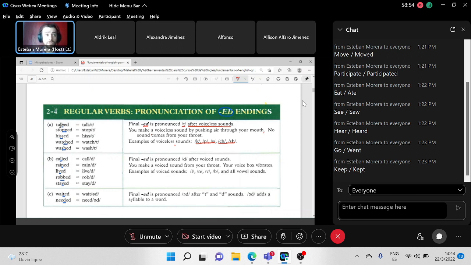Talk. Final sound, letter K. It doesn't have any vibration. Pronunciation of the final ED. Pronunciation of this verb in the past tense, talked, talked, talked, talked. Second example, stop. Final sound, letter P.